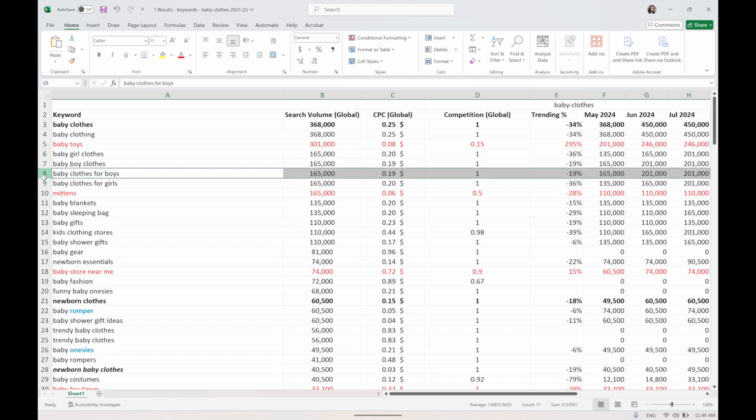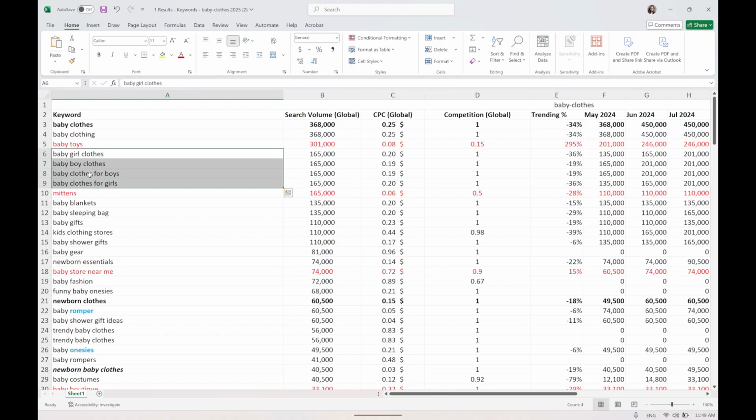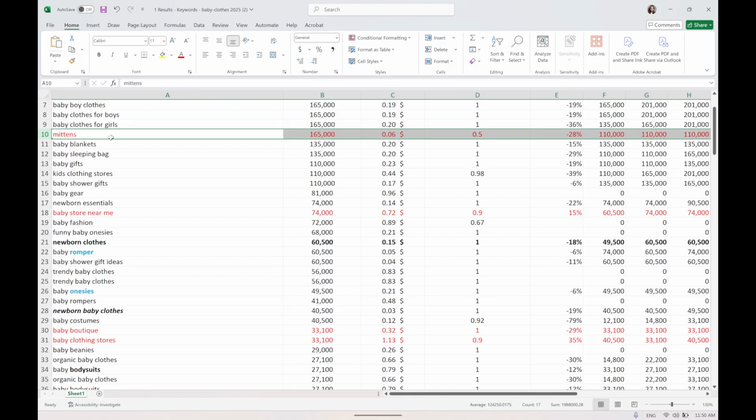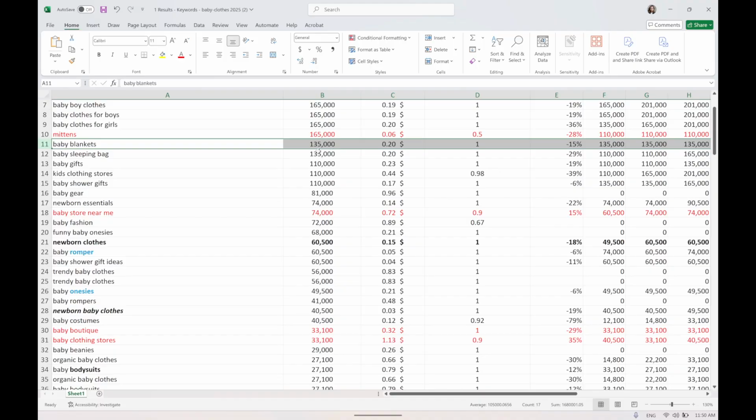Baby girls clothing and baby boys clothing have equal demand. Then we have baby clothes for boys, for girls, the same. As I told you, Google will take these as a broad match. Mittens we unfortunately don't sell on the website. Baby blankets we do sell on the website.